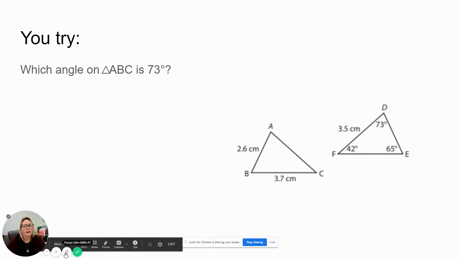Okay, what about in this one? Which angle on triangle ABC is going to be 73 degrees if you look at them as being congruent figures? So take a second and see if you can identify it. Okay, so hopefully you were able to see that it was going to be angle A. Angle A is going to be 73 degrees.